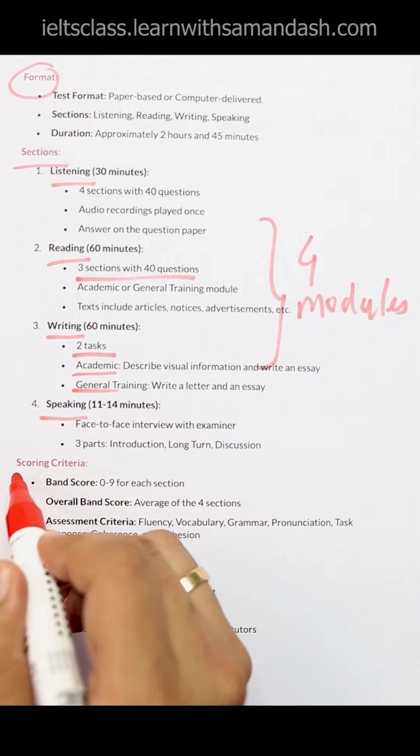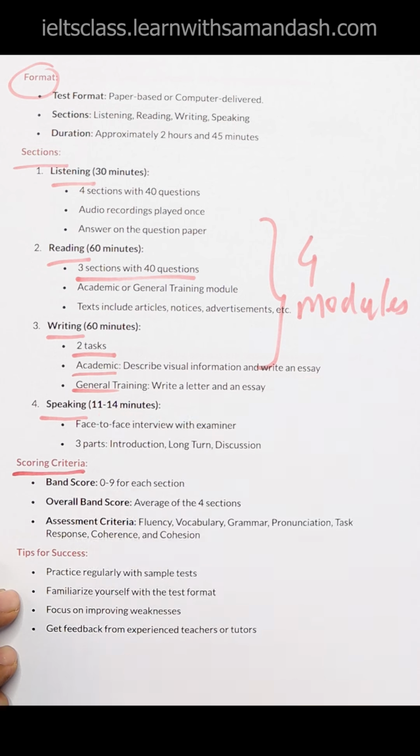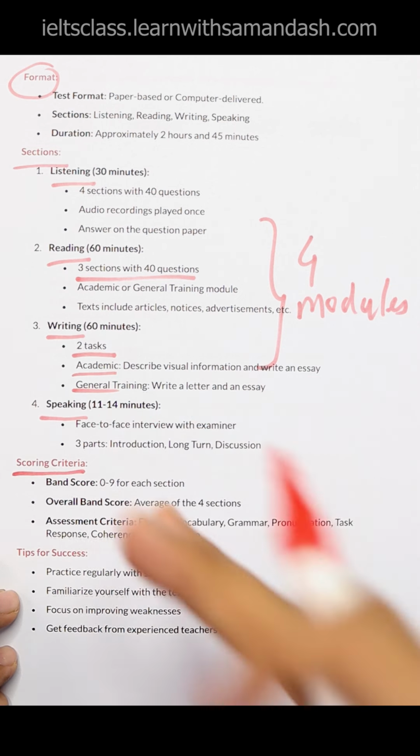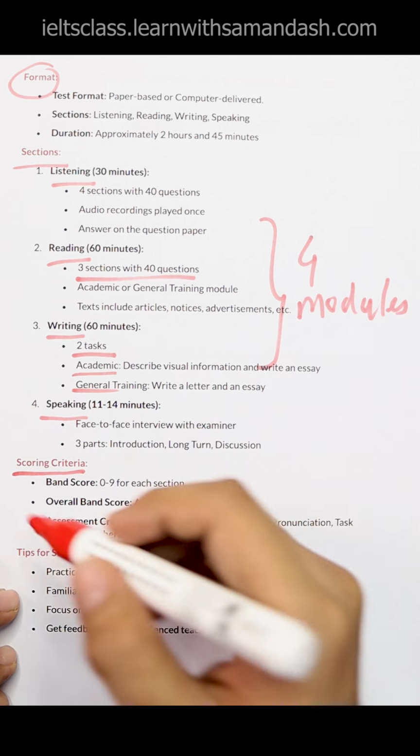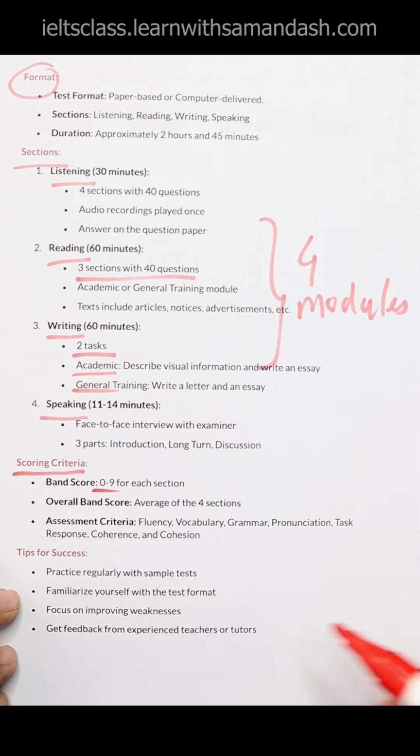Along with that, we have also mentioned the scoring criteria. You should go through this all, you can do your own research or go through this paper. It's the same thing. Basically, we have 0 to 9 bands, and overall we have 4 sections. Basically, what are the assessment criteria? We have some tips as well mentioned.